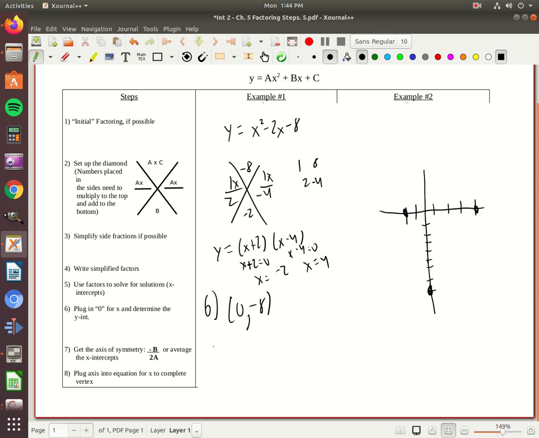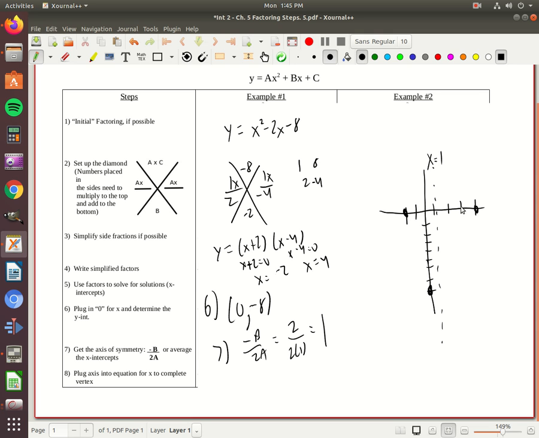Now I need my axis of symmetry. And again, my preference is to use -b over 2a. If you want to get the halfway point between these, it wouldn't be hard. It's obviously 1, but when the problems get more difficult, I think it's easier to use this than it is this. For easy problems, this is easier. For more difficult problems, this is a -b, a -2 is 2, and then 2 times 1 is 2, 2 divided by 2 is 1. So my axis of symmetry is going to be right here at x equals 1.